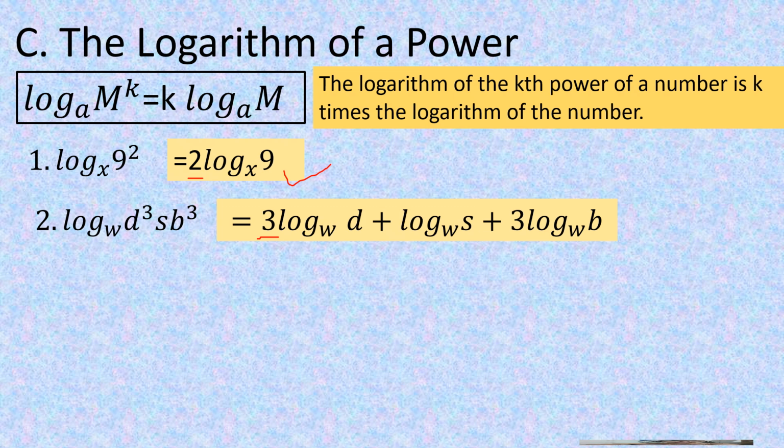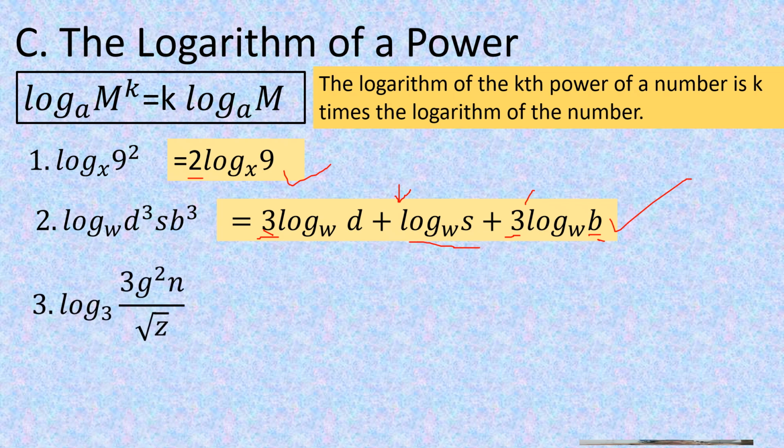And since the s has no power, although it's an imaginary one, we still have to write it, but there's no number before that log of s. And then since the b has a power of 3, the 3 is written before the log of b to the base w. In other words, if you check, there's no cube after the d because it is written already there, and there's no cube anymore in this b because it is already written before the log.